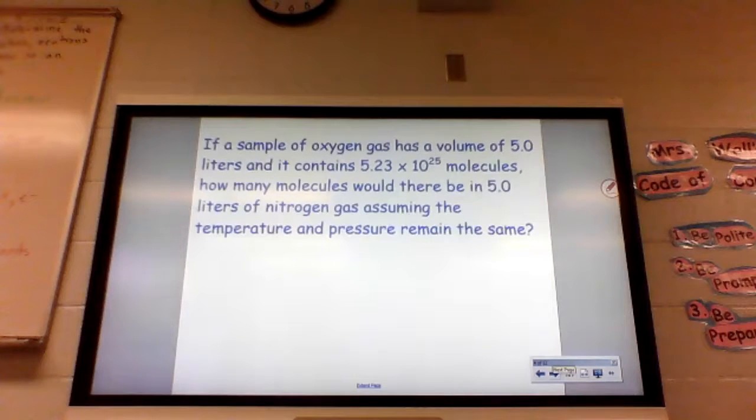So here's a problem that we would do with Avogadro's principle. I'll write it down.